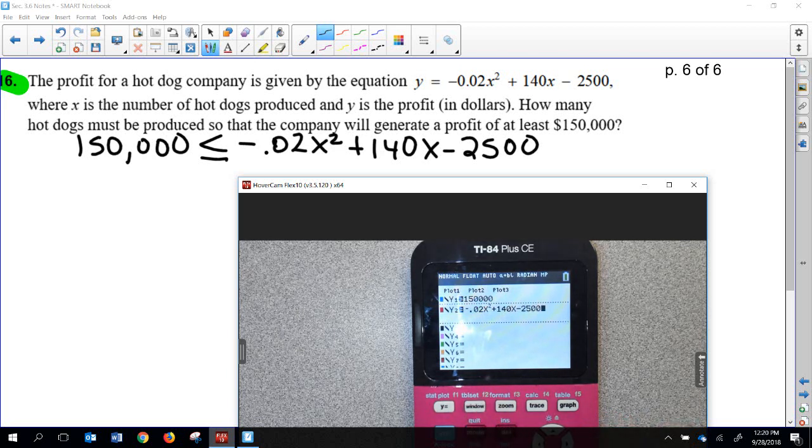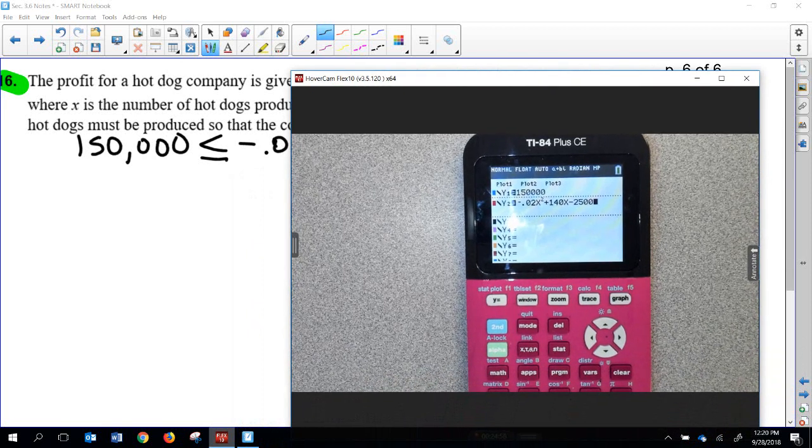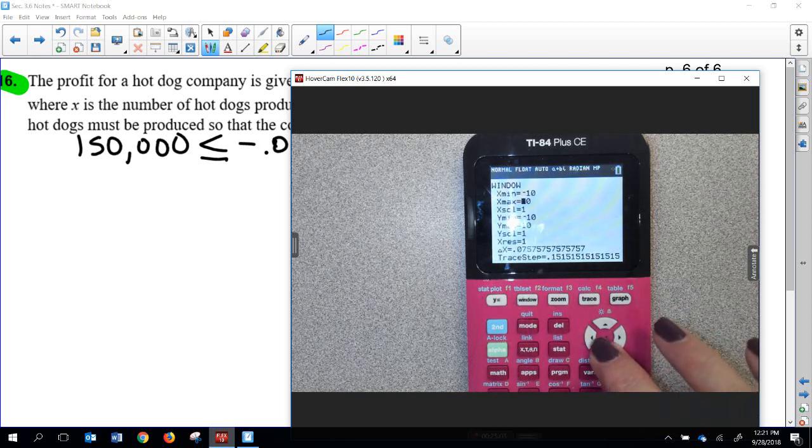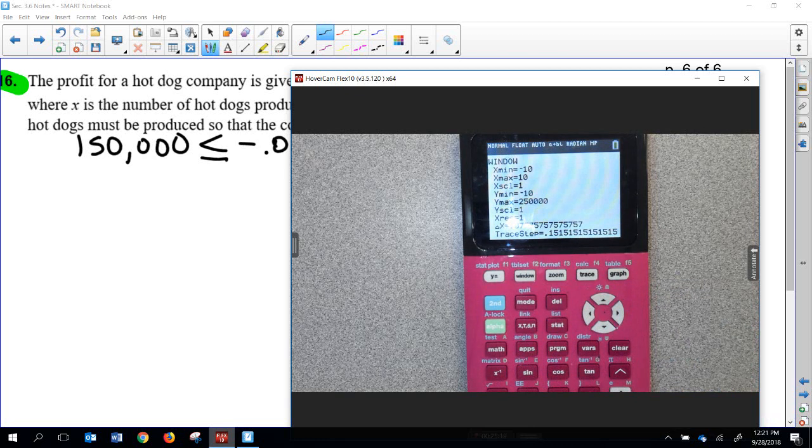Now, guys, the window. I am going to have to change this window dramatically. Because what am I trying to see? 150,000. If I go from negative 10 to 10, I'm definitely not seeing 150,000. So I am going to go to Window, and I'm going to make this Y max. It has to be 150,000. So I'm going to make my max like 250,000. I have no idea how many hot dogs we have to make, but it's going to be a lot, isn't it? Probably, let's go with 2,000 and see what it looks like. Hit graph. There's 150,000 we want to make.